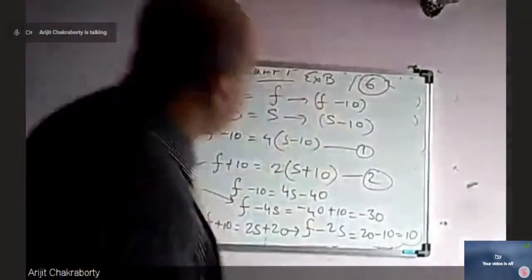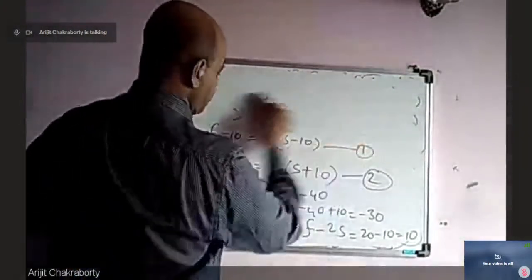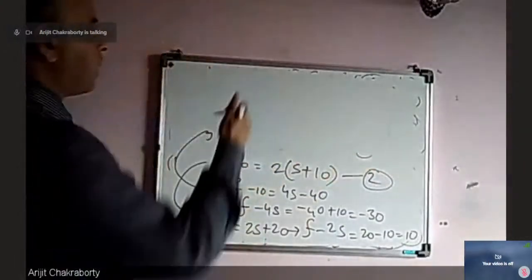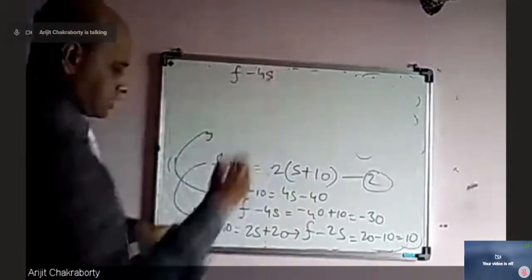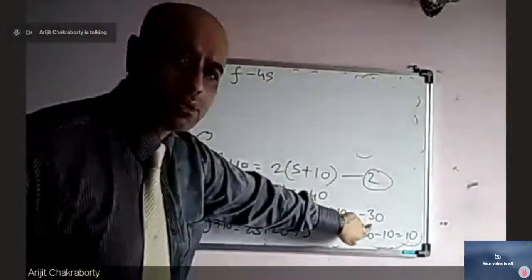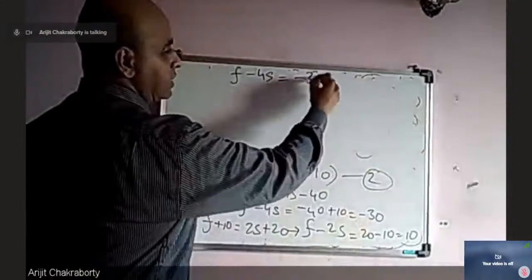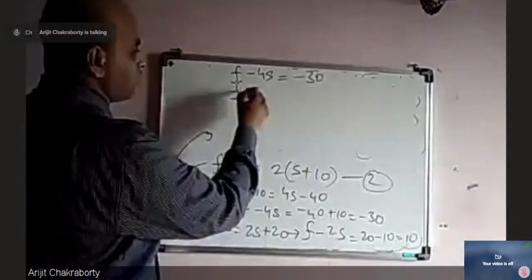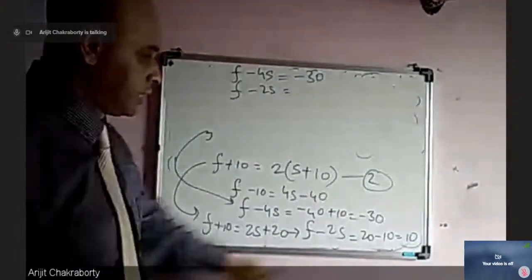I'll rub out the upper part and solve the equation. Okay. So we have got F minus 4S equal to minus 30, and we have got F minus 2S. F minus 2S is equal to 10.